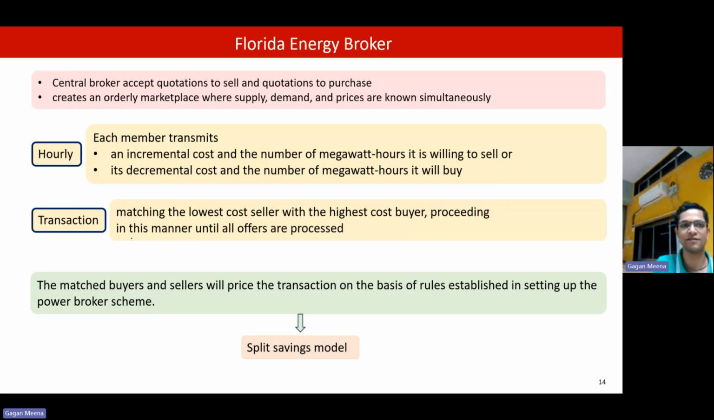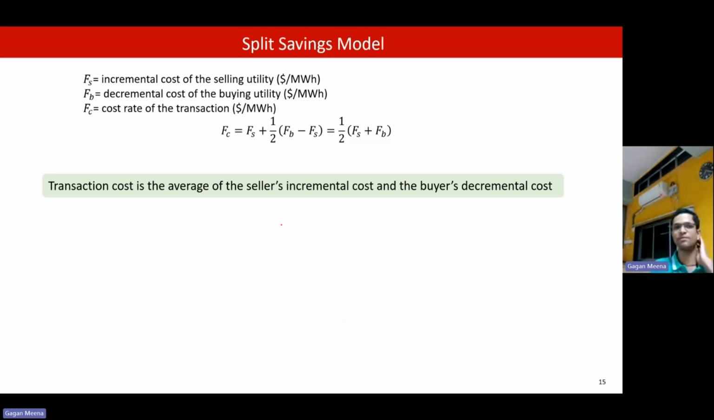Now how is the transaction done? The broker will match the lowest cost seller with the highest cost buyer, proceeding in this manner until all offers are processed. So the matched buyers and sellers will price a transaction on the basis of rules established in setting up the broker scheme. And one of the rules commonly followed is the split savings model.